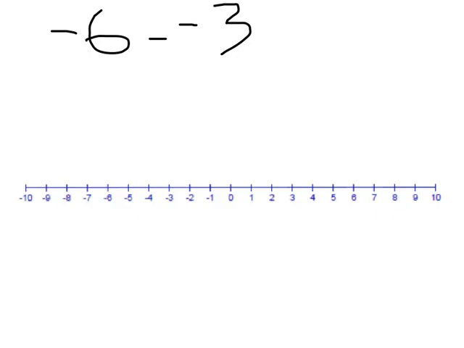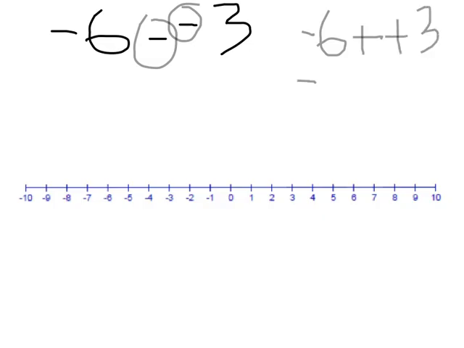All right, now let's look at this next one. -6 minus -3. And again, I see a subtraction sign, which means that you need to change it to an addition problem. So I'm going to use keep, change for this one. I'm going to keep my -6. I'm going to change my subtraction sign to an addition sign, and I'm going to change my negative also to a positive. So this is the same as -6 plus 3.